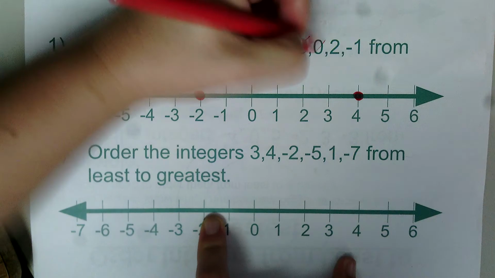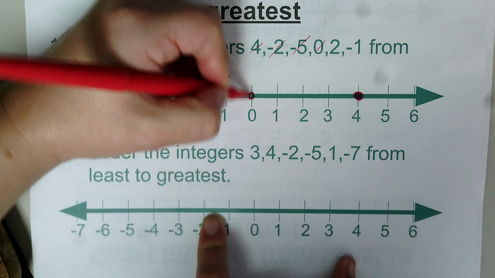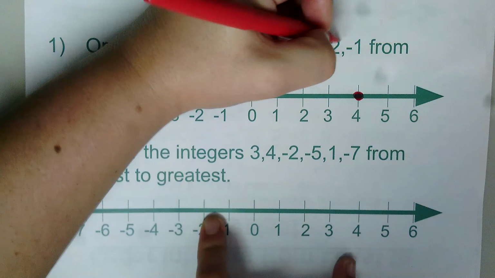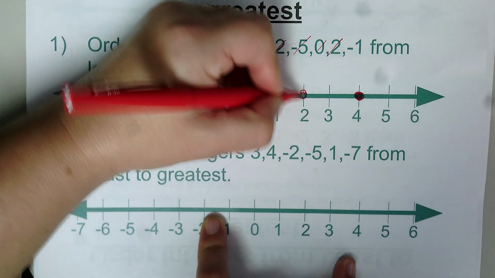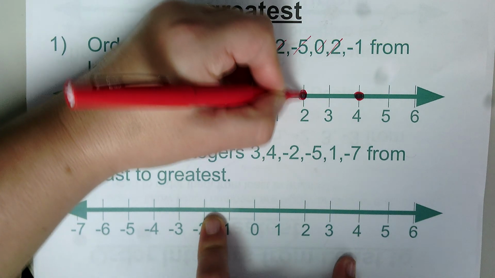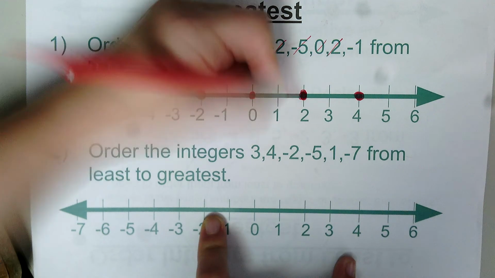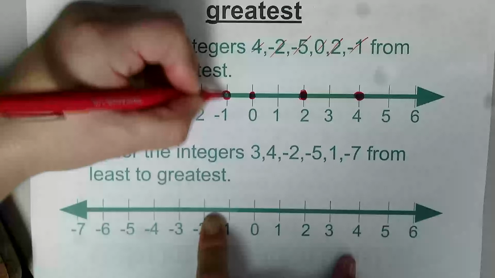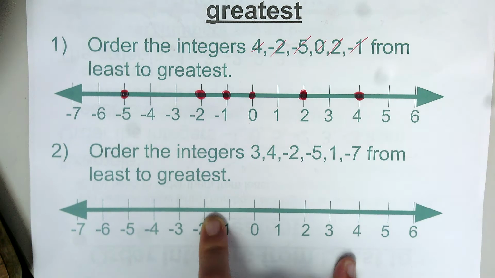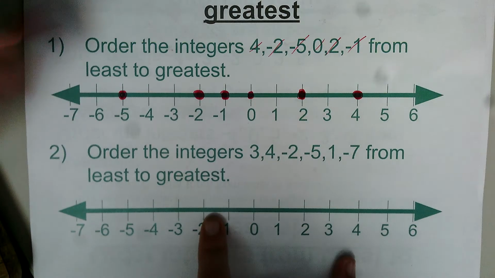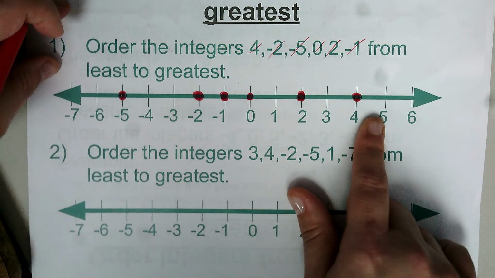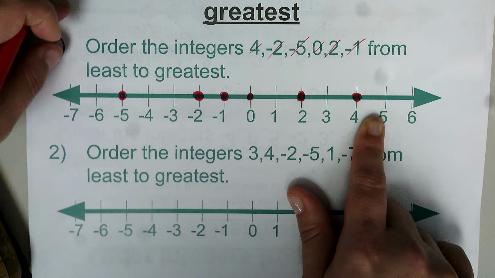Then my next number is 0, so I'm going to draw a closed circle at 0. My next number is 2. Draw a closed circle at 2. And my last number is going to be -1, so I will draw a closed circle at -1. Now, all I have to do is look at my number line, and I can list them from left to right, just like we read, to get from least to greatest.